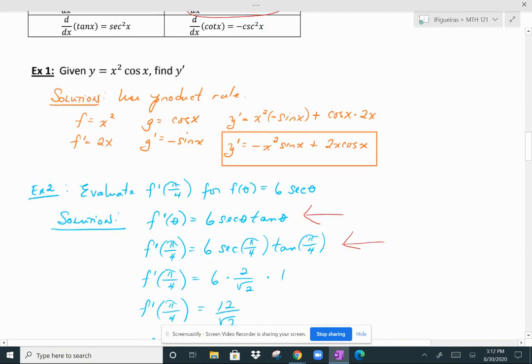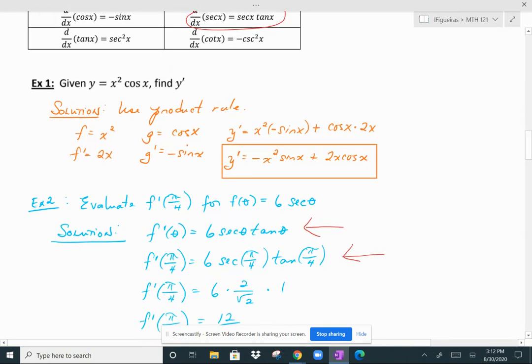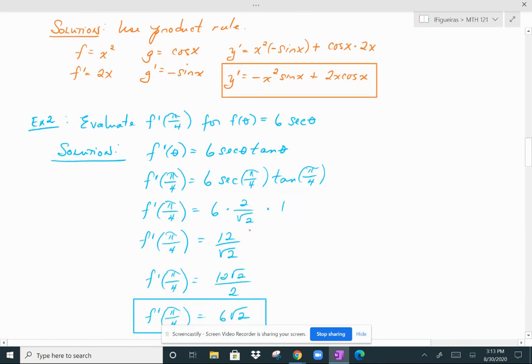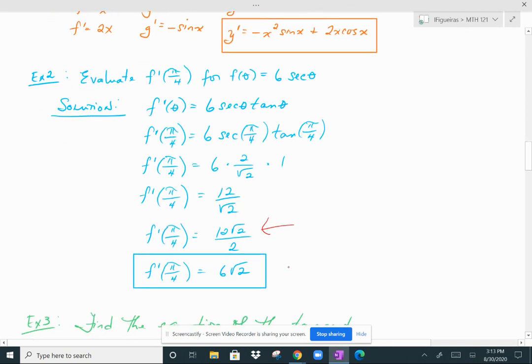All right, so now we have to evaluate it. So remember, pi over 4 is 45 degrees. We just talked about this special type of triangle. And so secant is the reciprocal of cosine. Cosine of pi over 4 is root 2 over 2, so this one will be 2 over root 2. And tangent of pi over 4 is 1, so you're left with 12 over root 2, and when you rationalize it, you multiply numerator and denominator by root 2, leaving you with 12 root 2 over 2, but 12 divided by 2 is 6, so f prime of pi over 4 is 6 root 2.